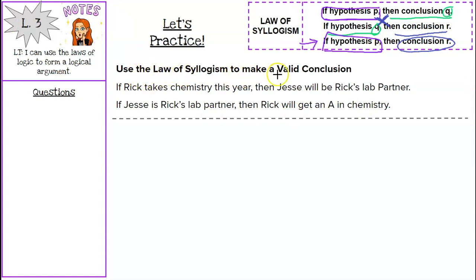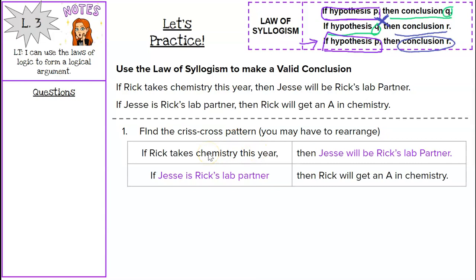So use the law of syllogism to make a valid conclusion. We have, if Rick takes chemistry this year, then Jesse will be Rick's lab partner. If Jesse is Rick's lab partner, then Rick will get an A in chemistry. So first we want to find the crisscross pattern. You may have to rearrange, you may not. But if we look, we see that there is this crisscross right here where the conclusion of the first statement, Jesse will be Rick's lab partner, becomes the hypothesis of the next statement, Jesse is Rick's lab partner.